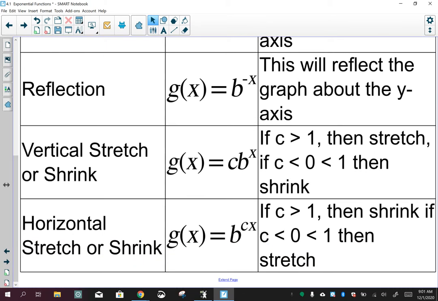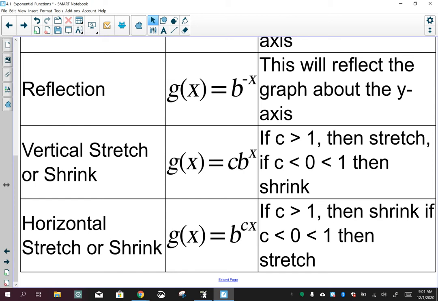If we have any vertical shrinking or horizontal shrinking, notice where that C value is going to go. If we're looking at vertical, it'll go up here with the base. If we're looking at a horizontal, it'll go up here with the x value. So just keep this in mind as you're looking at these things. If you're trying to figure out what your graphs are doing, you just take a look at this chart and it will tell you what's actually happening with the actual graph.